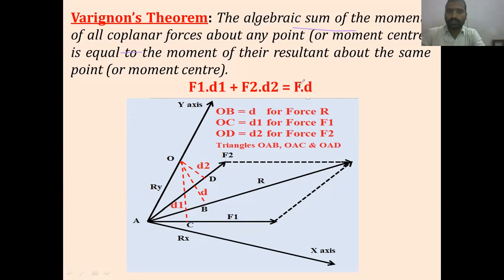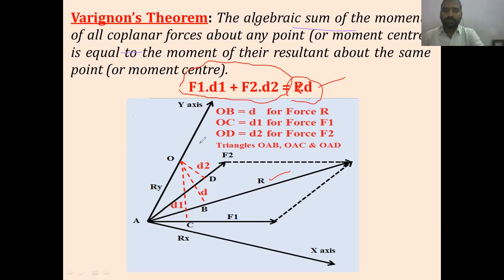So this is the resultant force R, and its moment is R into D. F1 into D1 is the moment of the first force, F2 into D2 is the moment of the second force, and R is the resultant of these two forces. Hence, according to Varignon's theorem, the algebraic sum of the moments of all these forces is equal to the moment of the resultant force.